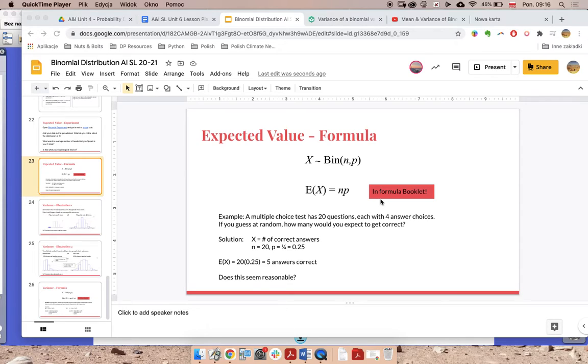For expected value or for mean, you multiply the number of trials times the probability of success on any given trial. So here's what that means in practice. Suppose we have a multiple choice test that has 20 questions, and this time it has 4 answer choices like A, B, C, D. If we guess at random, we'd like to figure out how many we'd expect to get correct on average.